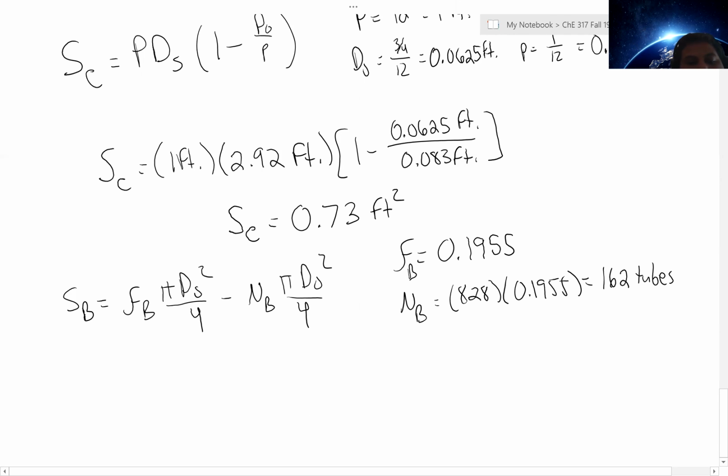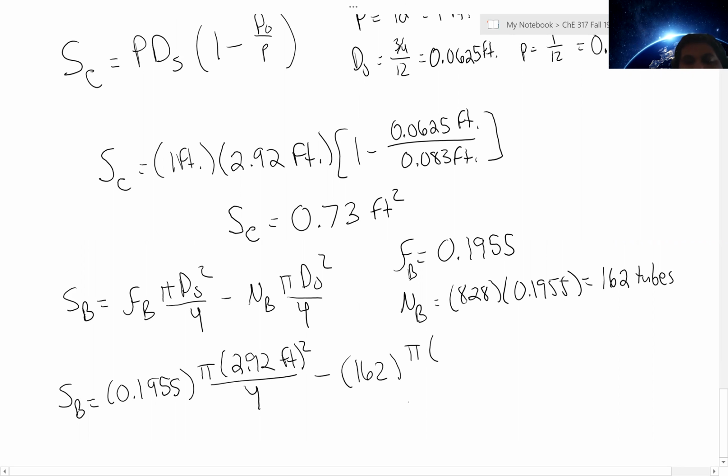Which means S_B is equal to 0.1955 times pi times 2.92 feet squared over 4 minus 162 times pi times 0.0625 feet squared over 4. Or S_B should be approximately 0.81 square feet.